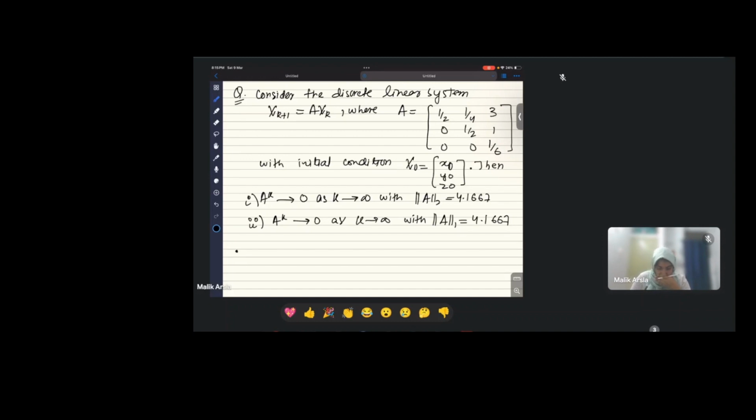Actually, the one norm of A is 4.1667. That thing is correct. But A^k tends to 0 as k tends to infinity, for each entry, if you apply k tends to infinity, in the first row, the third entry is 3. If you raise the power to infinity, it will use infinity only.